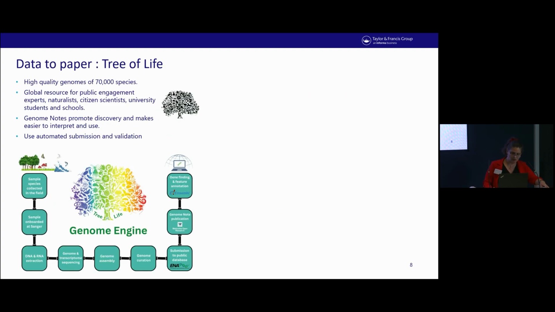And I'm going to show an example here that we're working on at the moment with the Wellcome Sanger Centre, based in Cambridge in the UK, called the Tree of Life. So they are sequencing 70,000 genomes, and they're aiming to provide a global resource, not just for researchers, but for the broader community and society. And they wanted to add genome notes to each of these to help promote discovery and make it easier to interpret and use these. And of course, given the scale, but also given how highly structured these sequences are and the information required, we are developing an automated submission and validation route.